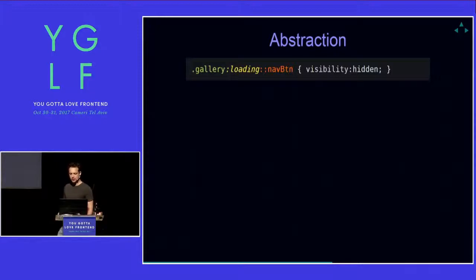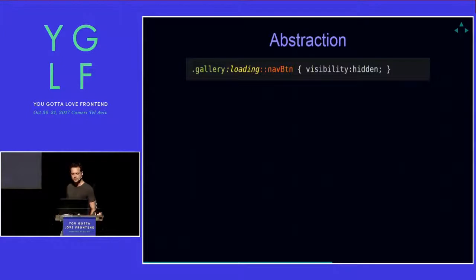We are left with the resulting selectors. We still have the big question of what gives the gallery class the traits of a gallery component. What tells the CSS that we want to target our gallery when it's loading, and we want to target an inner nav button. This looks like a valid selector, and it seems to say what we want it to say, but it doesn't work.